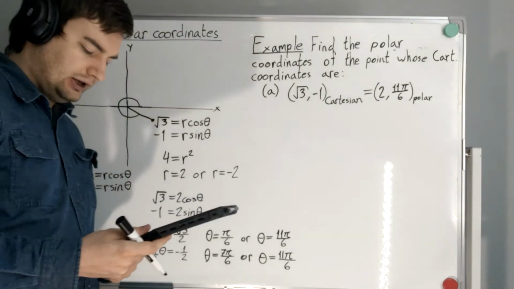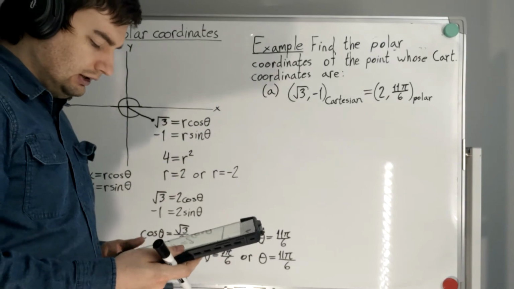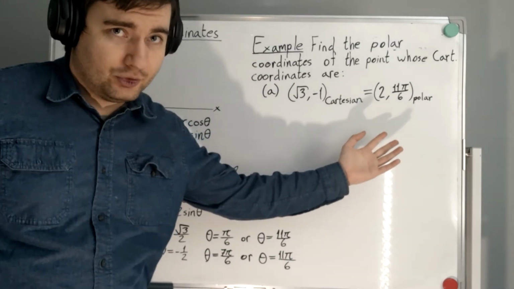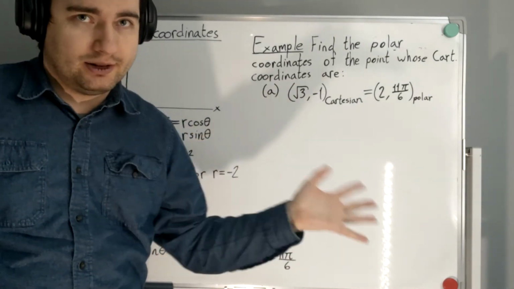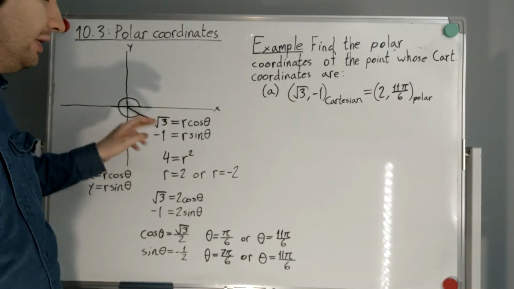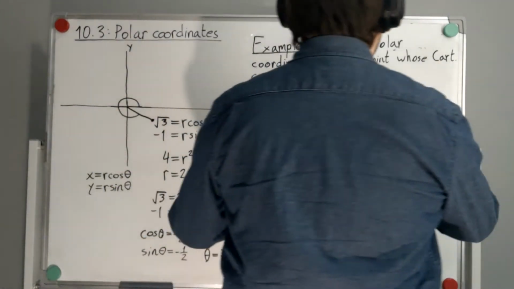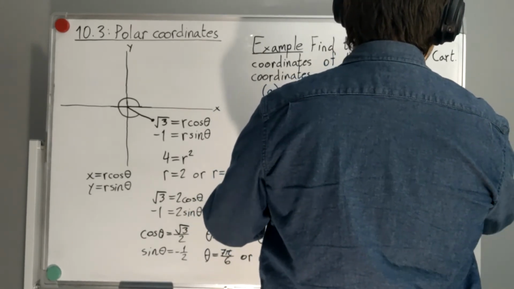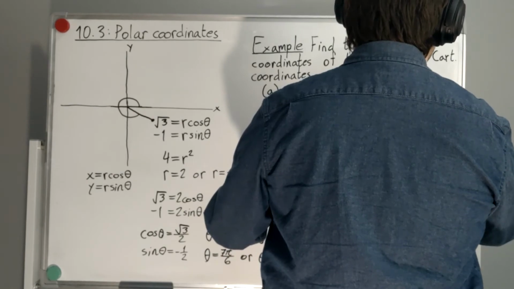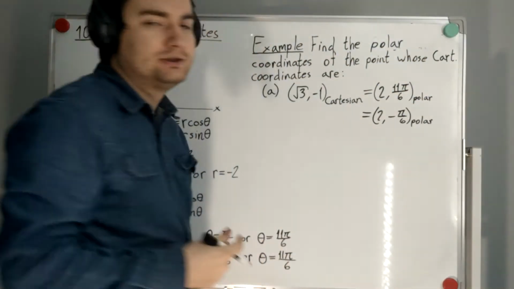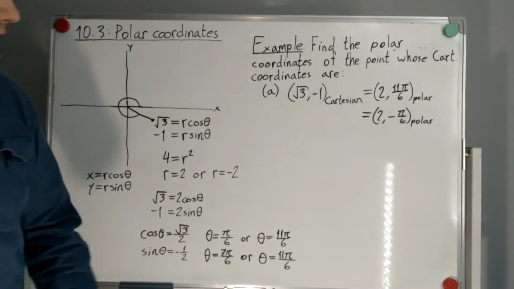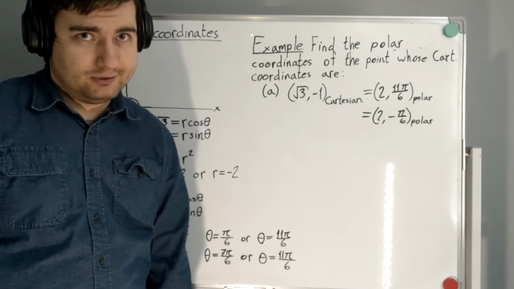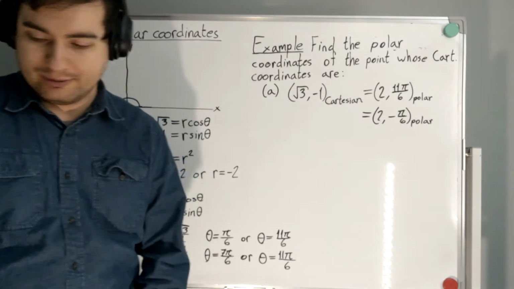Now, I'm saying in my notes, and this is true, that there's plenty of other ways to represent this point in polar coordinates. Even if you demand that r be positive, you can still say that this is 2, negative pi over 6. That's totally fine, because all you're doing there is taking 11 pi over 6 and subtracting 2 pi from it, which gives you the same angle, geometrically.